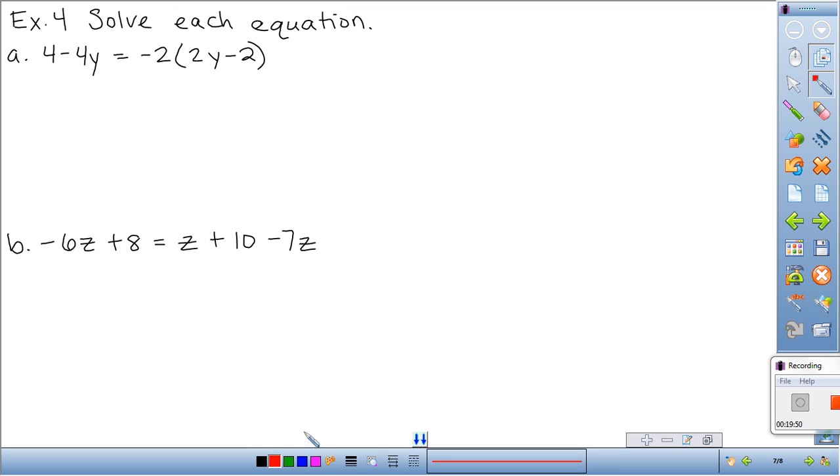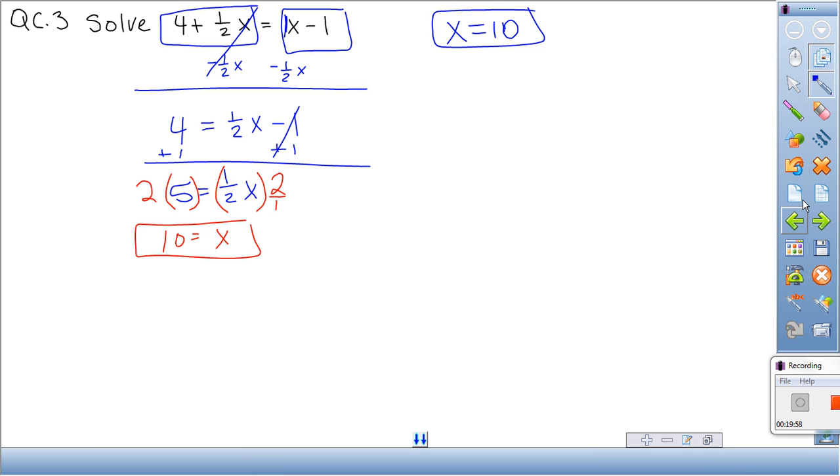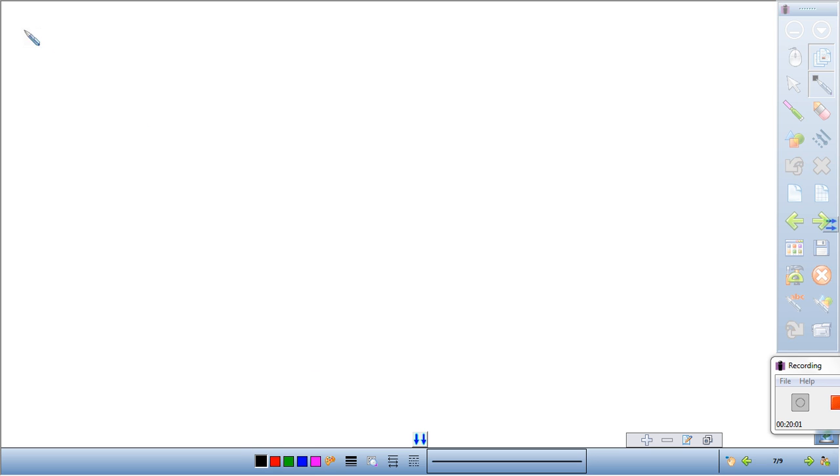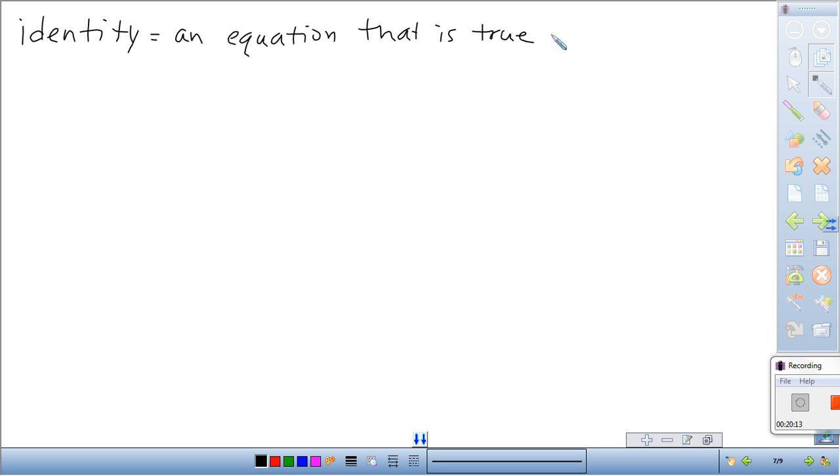All right, let's look at example 4, our very last example. And before that, we had the vocabulary word identity. So let me go ahead and split that in here. An identity is an equation that is true for every value of the variable.